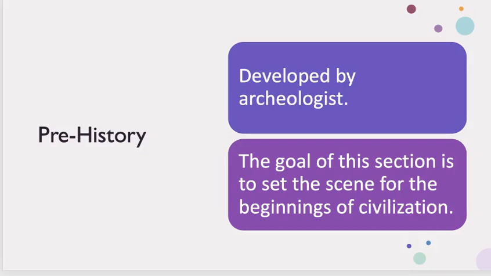The goal of this particular section is to better understand the beginnings of civilization. So we're going to be looking at why hominids move, where they originate from, how they survive, and also, at the end, we're going to start to look a little bit more at the development of agriculture.